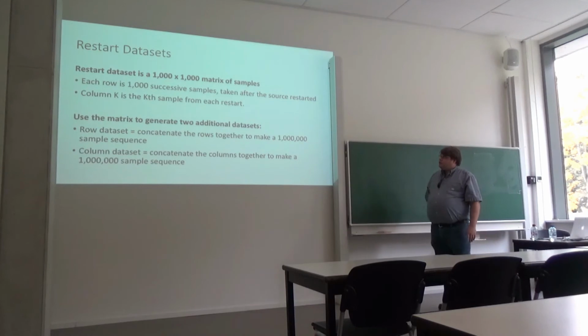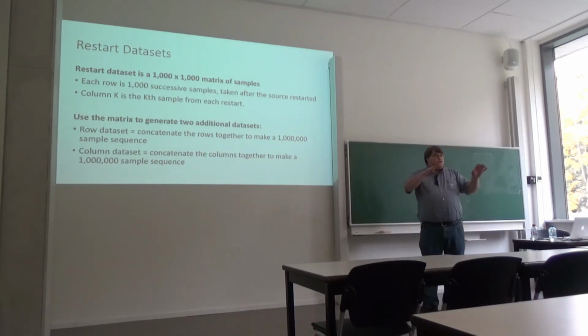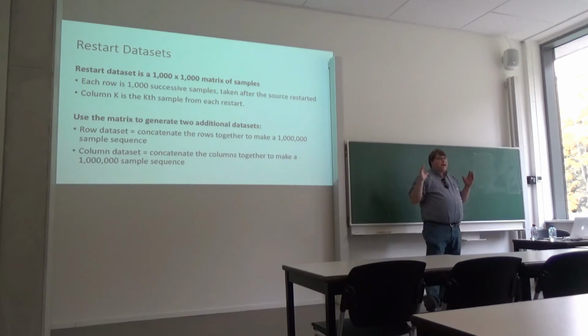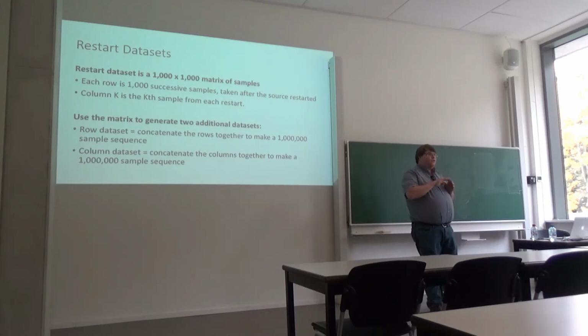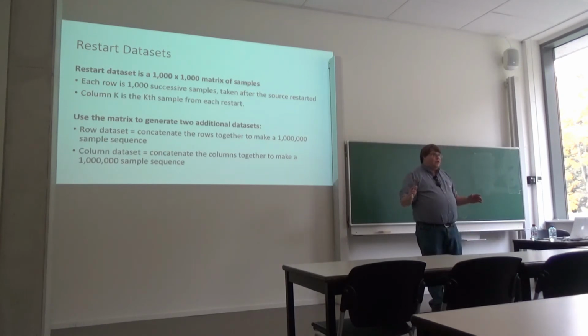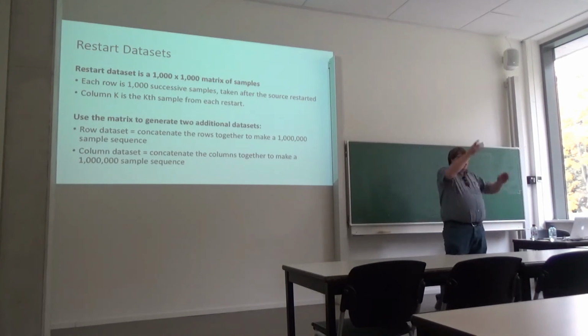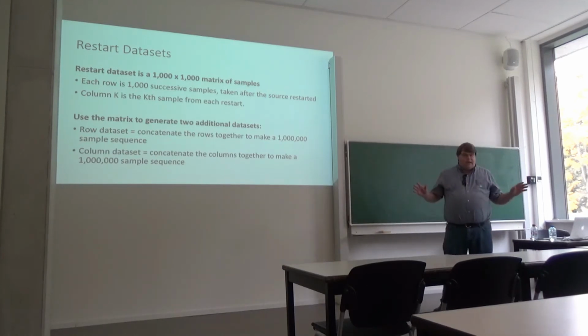We then construct 2 additional data sets. For the row data set, we just take each row, each restart, the first 1,000, and we concatenate them together. So now if there's some pattern that recurs in the first 1,000 bits every time, or a lot of the times, we're going to be able to see this in this new sequence. We also do something with the column data set. We concatenate the columns, so column 1 and then column 2 and column 3, and turn that into a sequence as well. So we're unraveling the matrix 2 different ways.